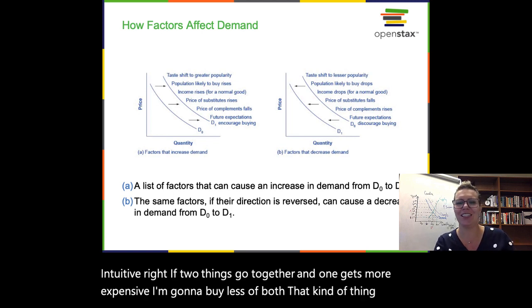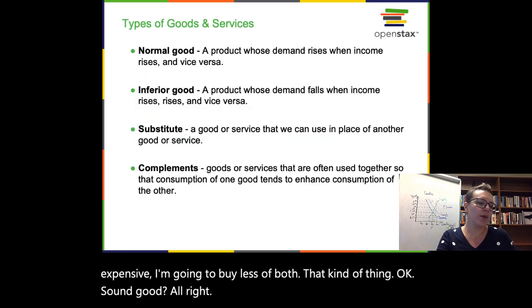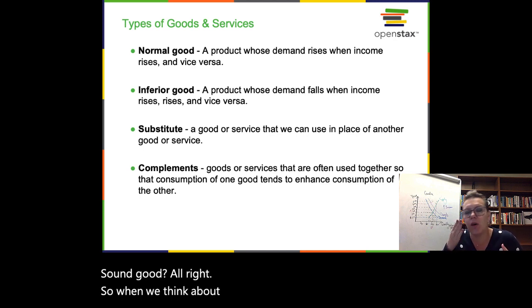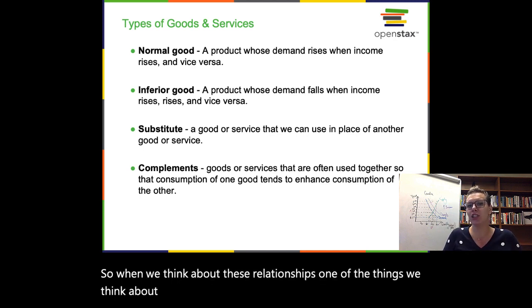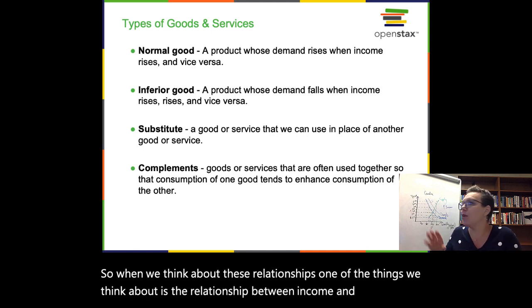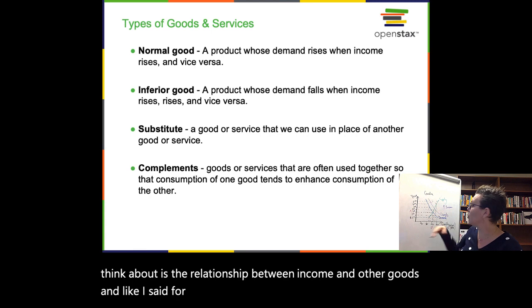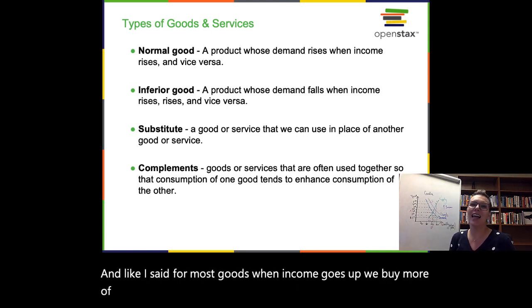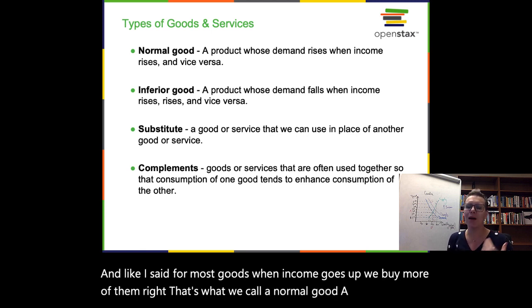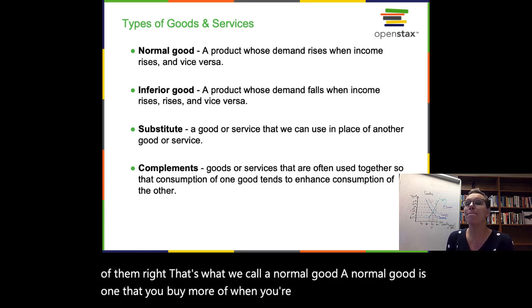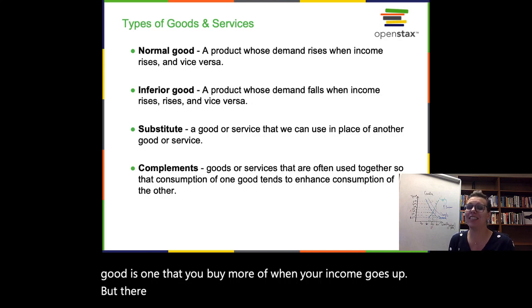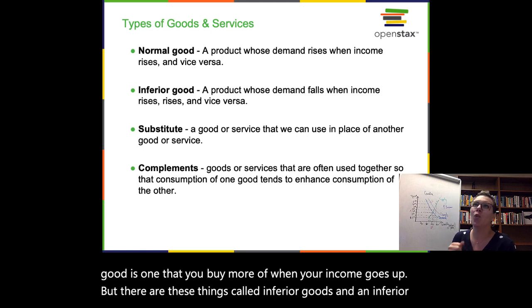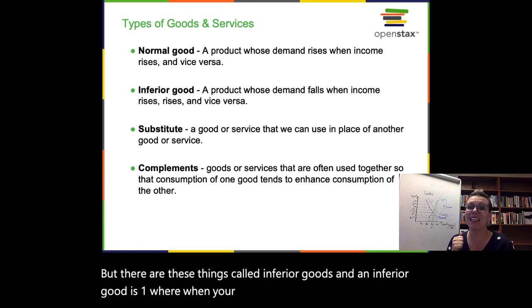Sound good? All right. So when we think about these relationships, one of the things we think about is the relationship between income and other goods. And like I said, for most goods, when income goes up, we buy more of them, right? That's what we call a normal good. A normal good is one that you buy more of when your income goes up. But there are these things called inferior goods. And an inferior good is one where when your income goes up, you buy less of it.